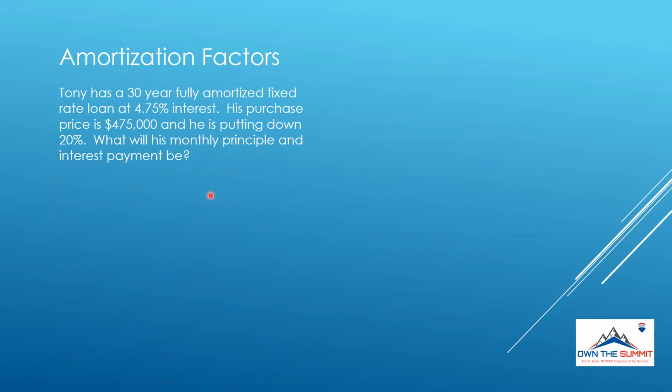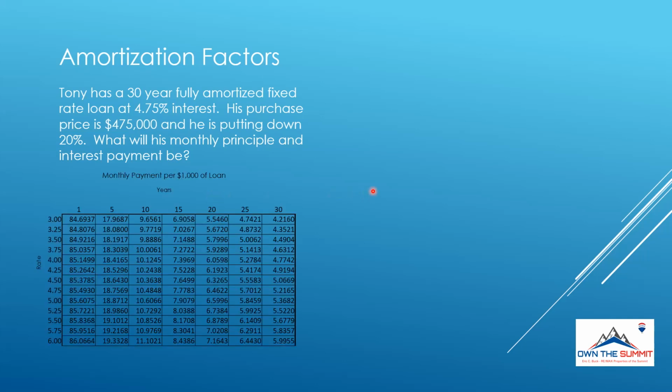So let's look at a sample problem. Tony has a 30-year fully amortized fixed-rate loan at 4.75% interest. His purchase price is $475,000, and he's putting down 20%. What will his monthly principal and interest payment be? Well, again, we use our amortization table. And first, we find the factor at the intersection of 30 years and 4.75%. And here we see our number is 5.216.